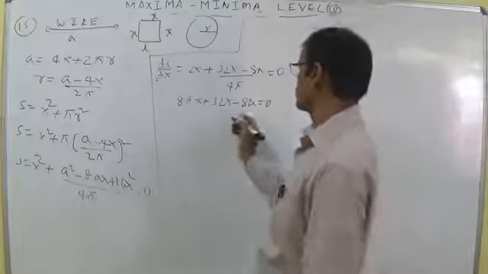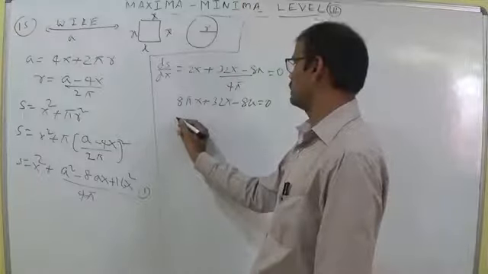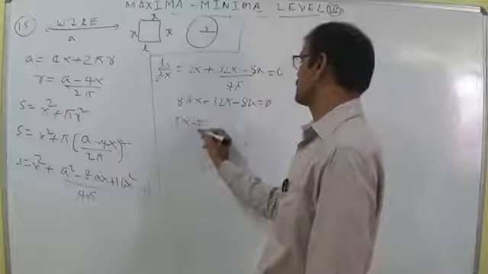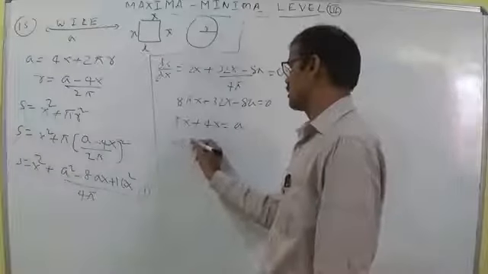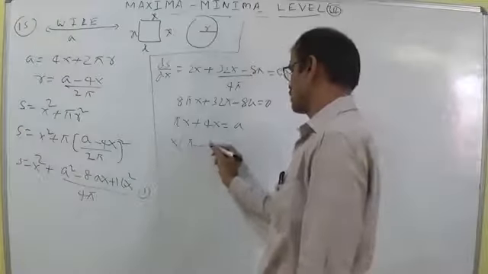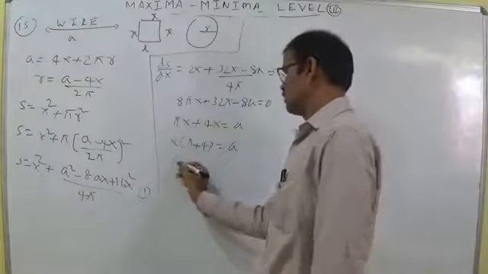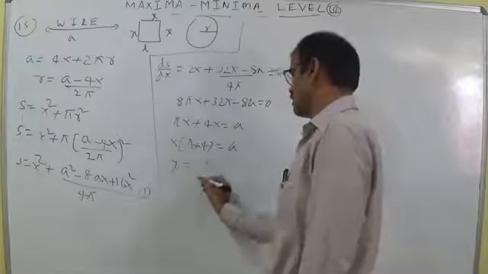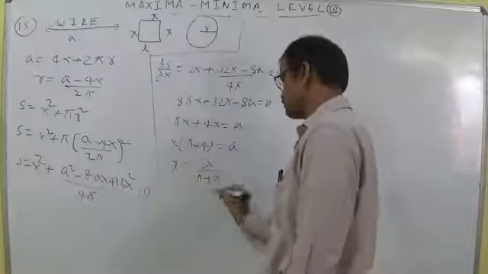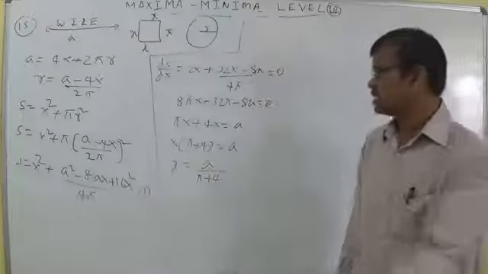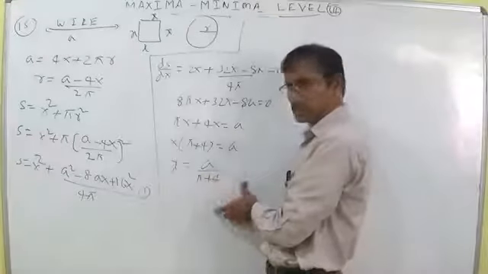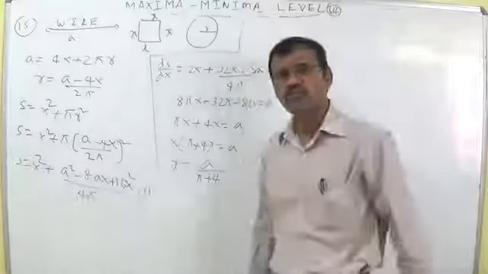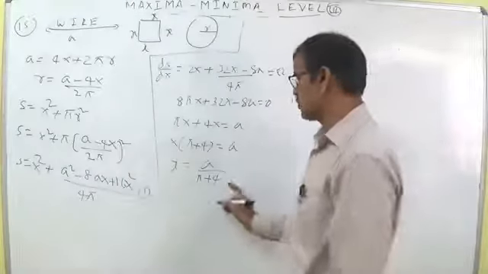8 pi x plus 32x is equal to 8a, divided by 8. Then it becomes pi x plus 4x is equal to a. So x taken common, pi plus 4 is equal to a. We are getting the answer x is equal to a by pi plus 4. If he is asking about the lengths of pieces, 4x is a piece and 4x is equal to 4a by pi plus 4.